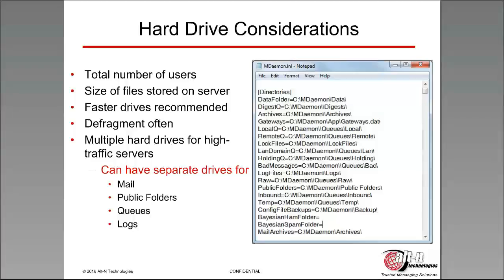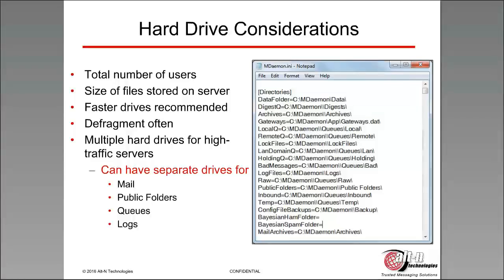And the way to make that happen is, let's say you have several different hard drives, whether they be local on the MDaemon machine or mapped via a network drive. If you map a drive letter to another drive, then you can open up the mdaemon.ini file, which is located inside the MDaemon app directory. And there's a section in that file that begins with the word Directories.